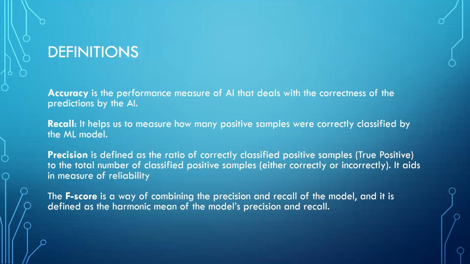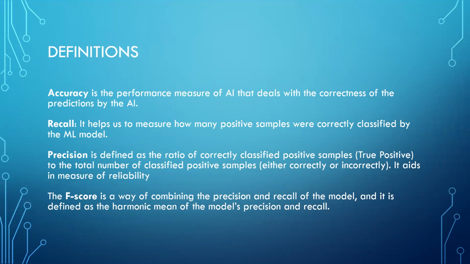So when it comes to AI, we have different measures of performance. We cannot only rely on one measure, because one measure alone cannot really gauge how efficient the system is. So we have four measures. We have accuracy, recall, precision, and F-score.